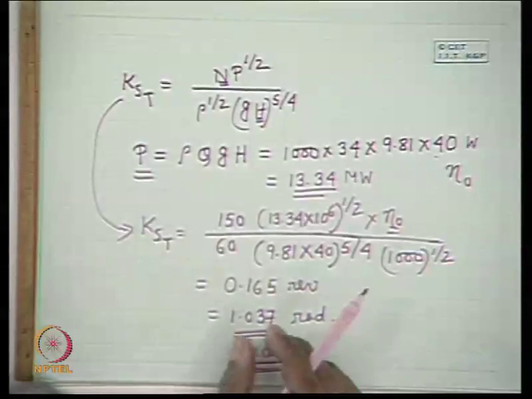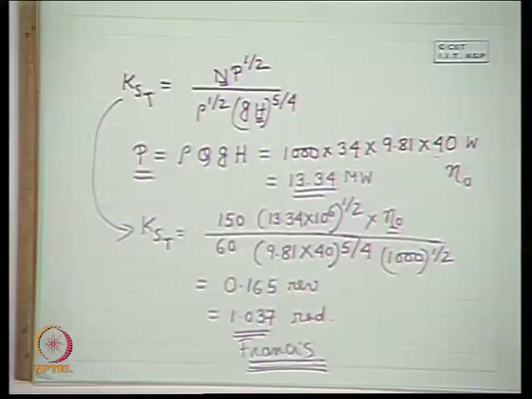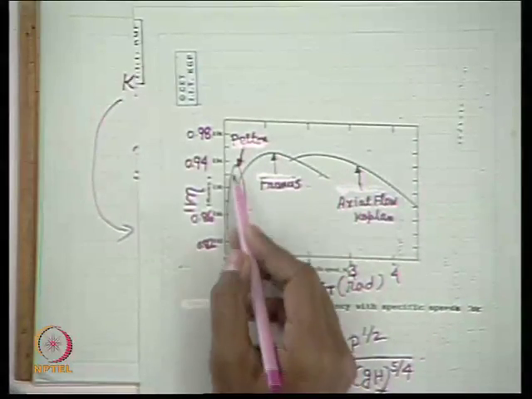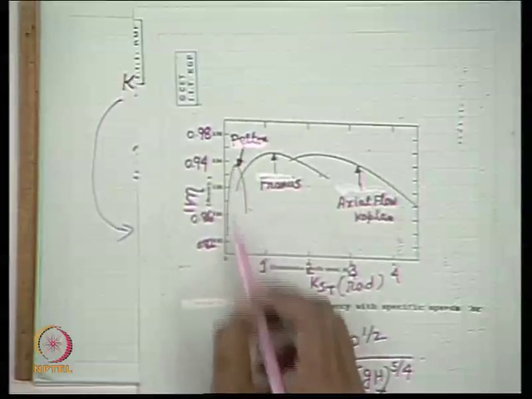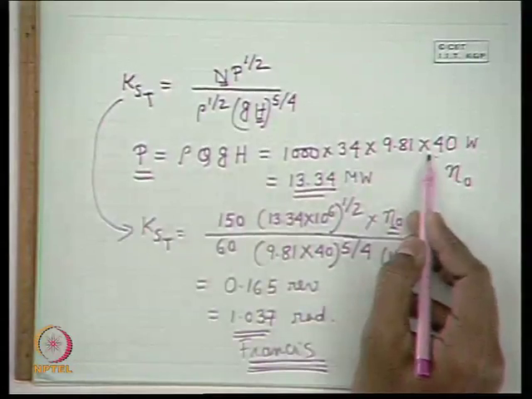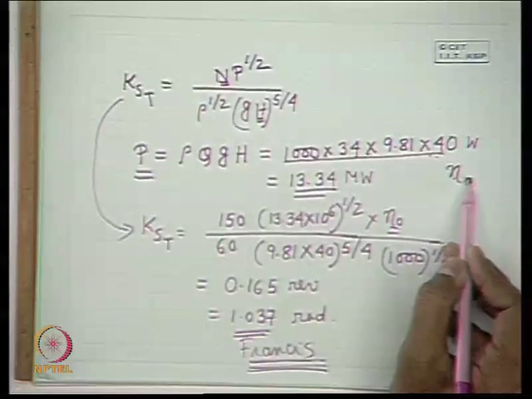That means we are interested in finding the ranges of the specific speed where we can say that in this range Francis is very high. We are not coming to a range where the specific speed is 0.1 or 0.2, so it hardly matters. Quantitatively, definitely, this is not the power developed. This is the power available. The exact power developed will be multiplied by the overall efficiency.